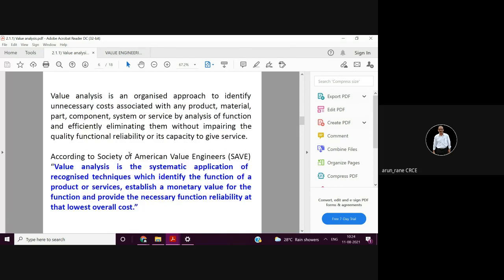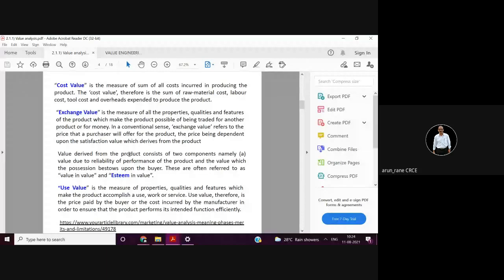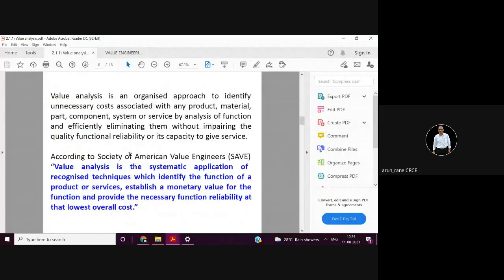There can be different values, like exchange value, use value, esteem value, and so on. This is according to the Society of American Value Engineers. Whenever you are defining something, if you have some reference, it is always good practice to give the reference, that is, from where you have referred or got it. So at the end you can just say dot dot dot and from Society of American Value Engineering.